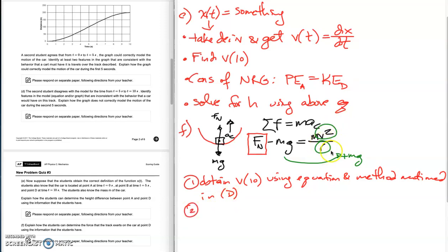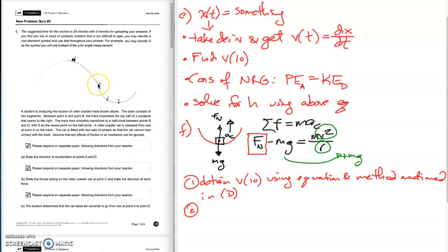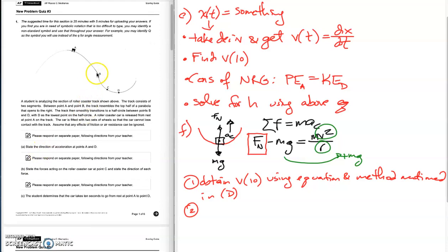2, we have to get the radius. We're not told the radius. What we are told, let me scroll back up to look at the track. What we're told is the distance from B to D is 100 meters. Where did I come up with that? Oh, here we go. The distance from point B to point D is also 100 meters. Okay, so we're told the distance, that's the arc length from B to D. And we're also told that from B to D is a quarter circle.